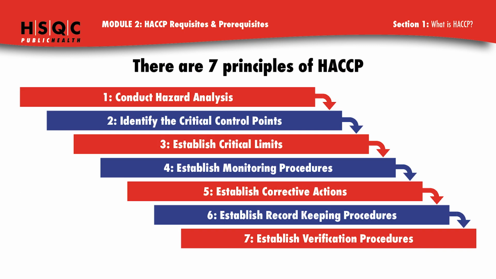There are 7 principles of HACCP. 1. Conduct hazard analysis. 2. Identify the critical control points. 3. Establish critical limits. 4. Establish monitoring procedures. 5. Establish corrective actions. 6. Establish record-keeping procedures. 7. Establish verification procedures.